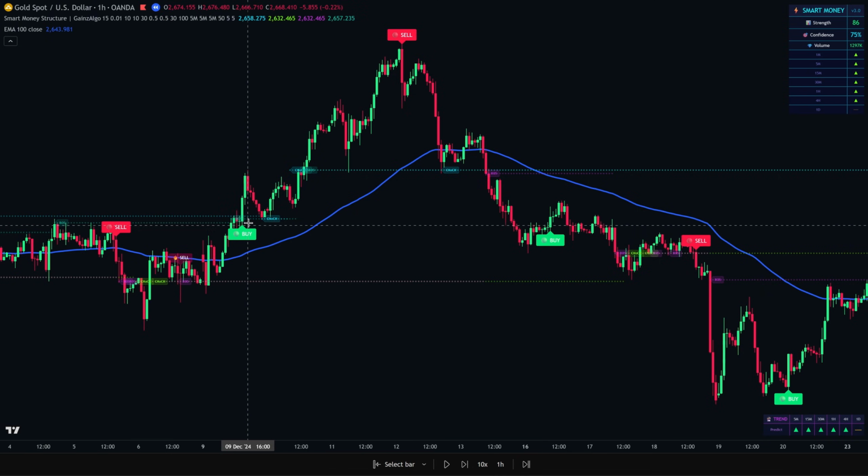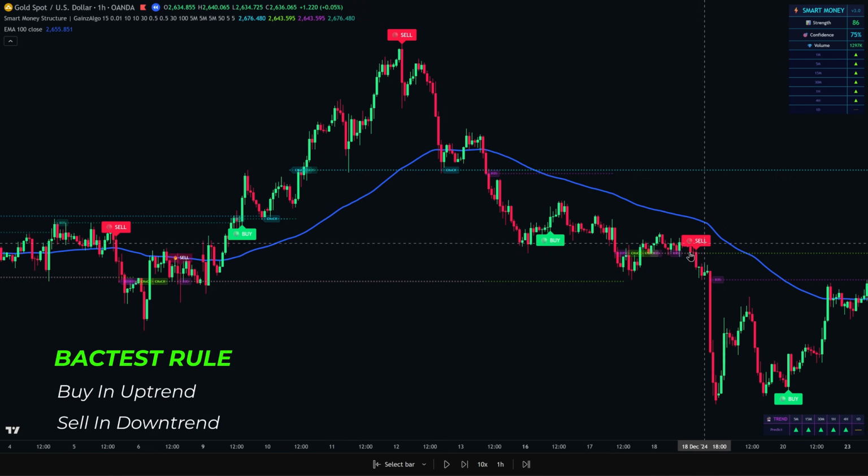We will take all buy signals from the smart money structure indicator only when they appear above the 100-period moving average. Any buy signals that appear below the moving average will be ignored. Likewise, we will take all sell signals only when they appear below the moving average. Any sell signals that appear above the moving average will be ignored.